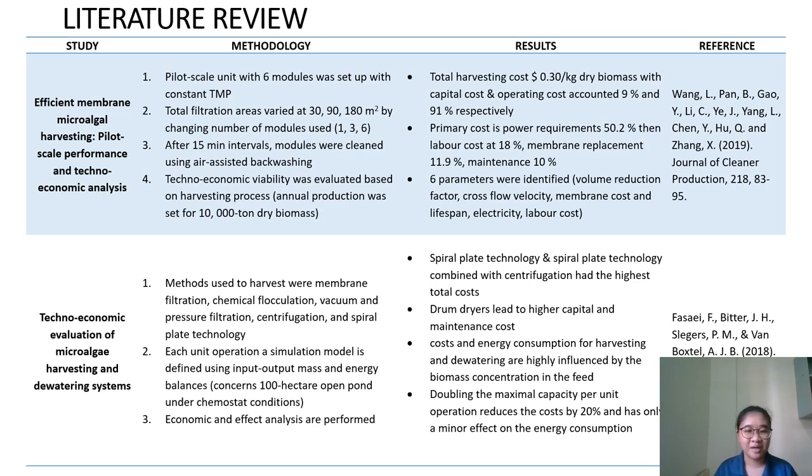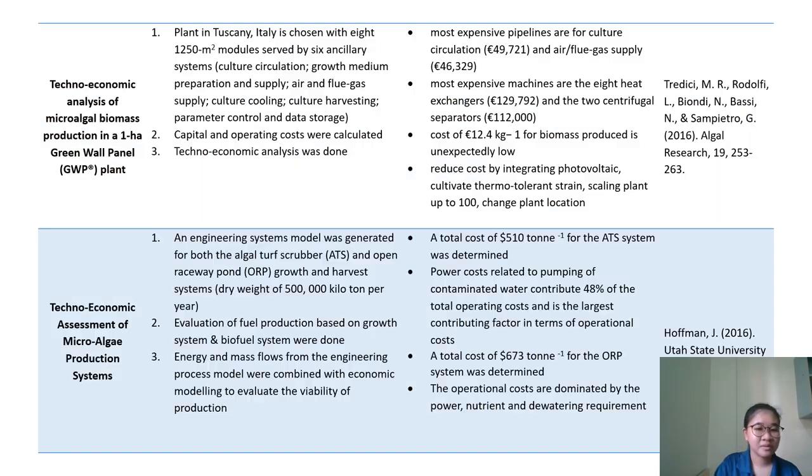Now we will talk about the literature review. The first technoeconomic analysis focuses more on using air-assisted backwashing, and the next one focuses more on which method should be used to harvest microalgae, giving the least amount of money spent. The third analysis focuses on a microalgae biomass production plant in Italy. And the fourth one is a techno-economic assessment of the growth systems.